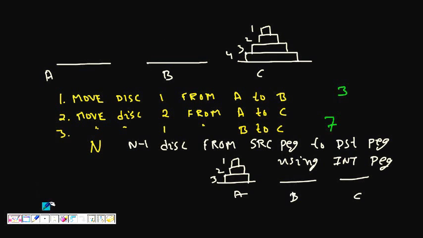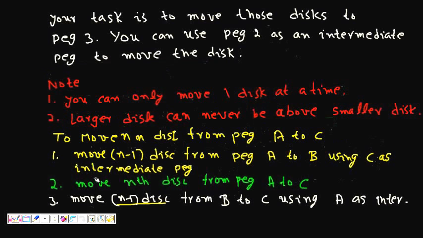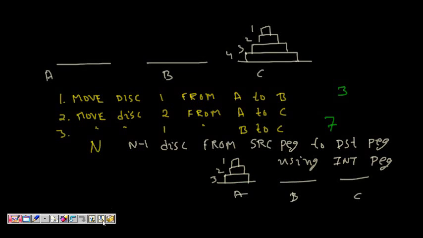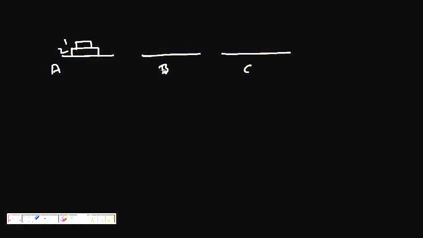So the code basically will be the same. If you have to write this code, we will again see it with a simple example. So we will try it first with 2 disks. So 1 and 2, this is peg A, this is peg B, this is peg C. The steps that we follow are: move n minus 1 disks.